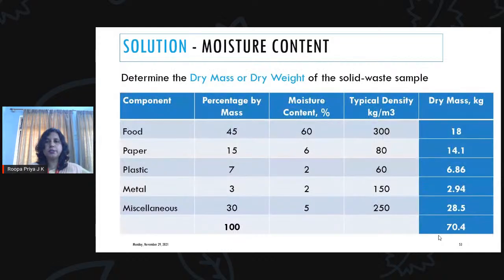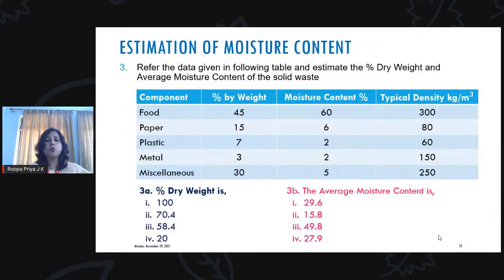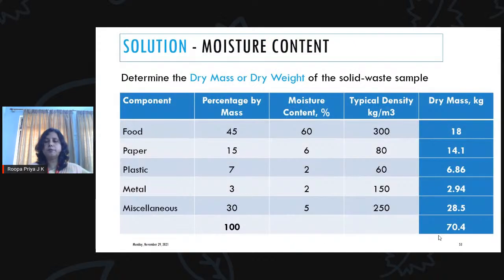So we know how to calculate the dry weight, dry mass in kg. So this is how we calculated, and the total dry mass was 70.4 according to this. So in the question, you are given the component percentage by mass, moisture content, and the typical density. You just have to calculate the dry mass value in kg and find what is the total dry mass in kg produced from all these components. So please remember this. So this is the solution to your first question. That is, what is the dry weight percentage in this given mass of the solid waste component? So this is your answer for this particular question.